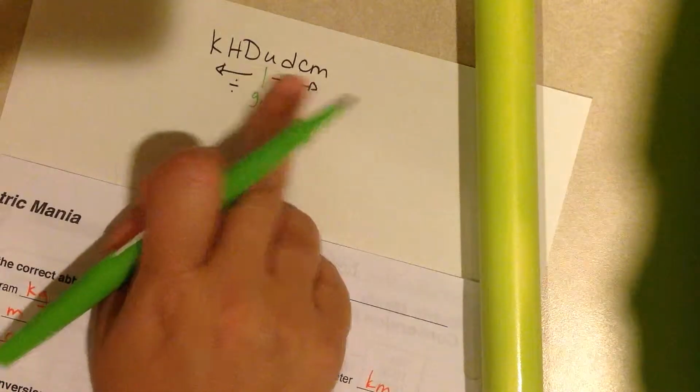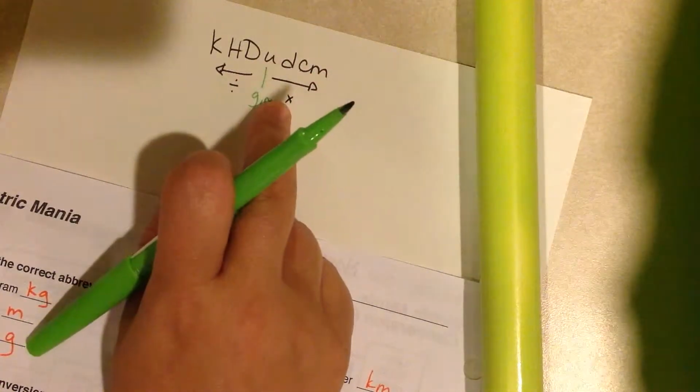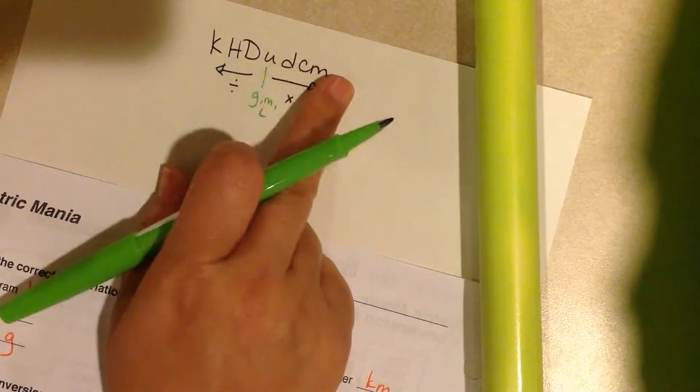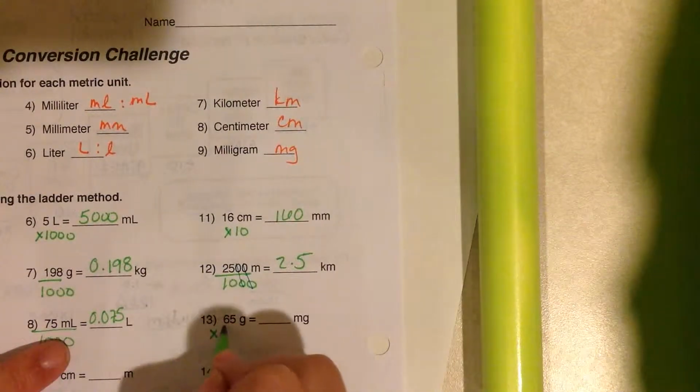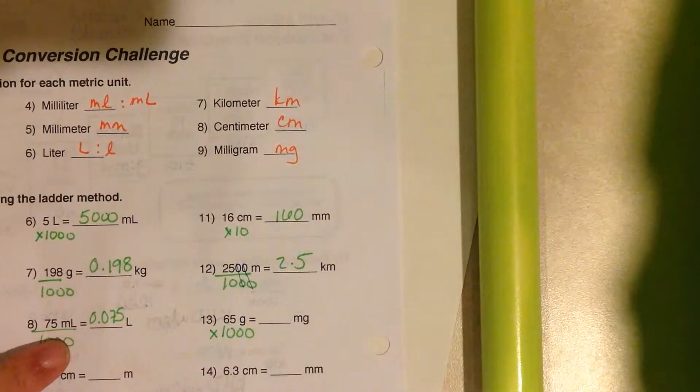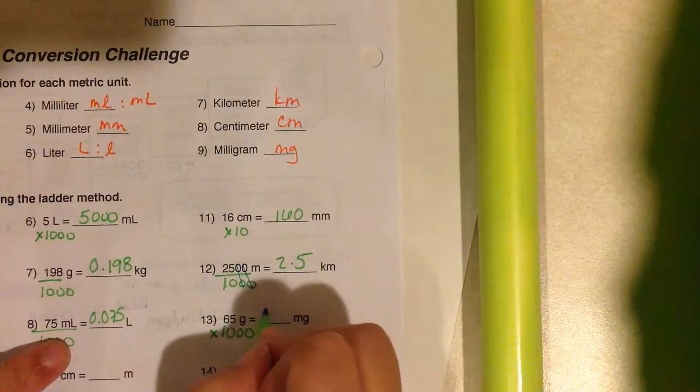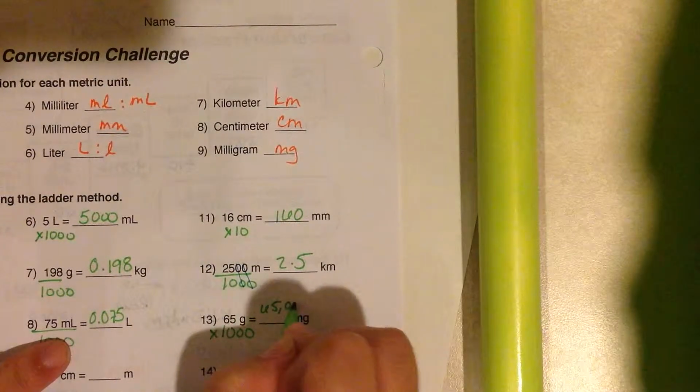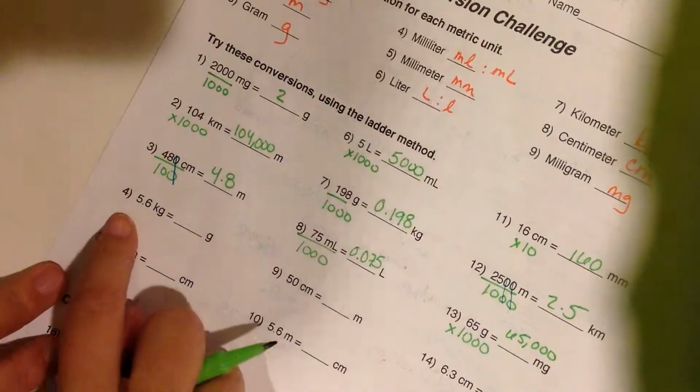65 grams to milligrams. Grams to milligrams. I'm going to the right, so I'm going to multiply 1, 2, 3. Hopefully this is starting to click.